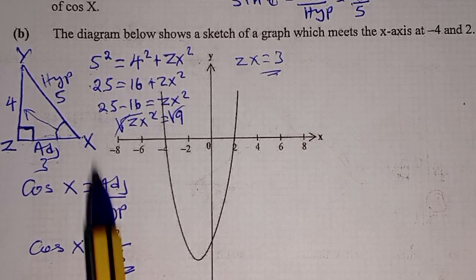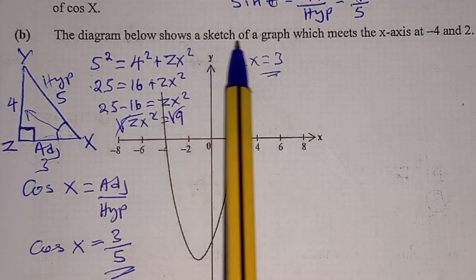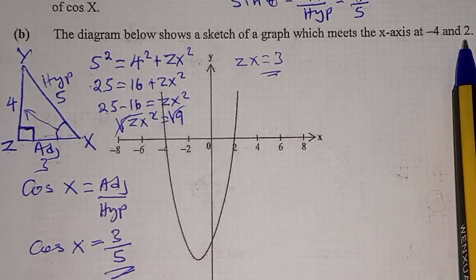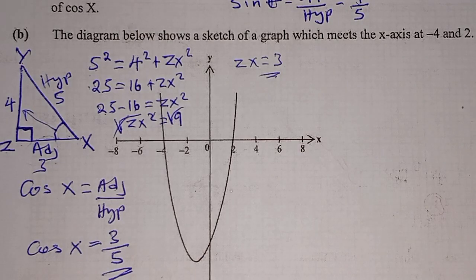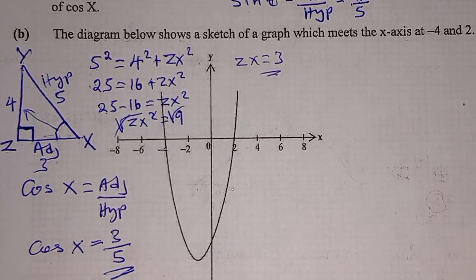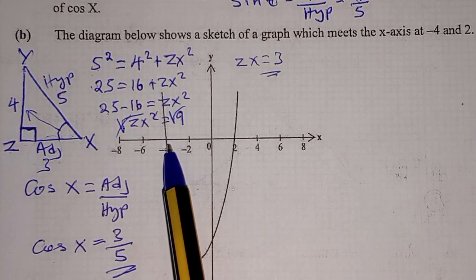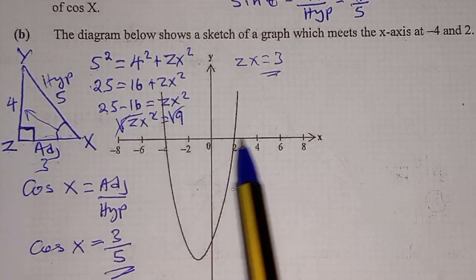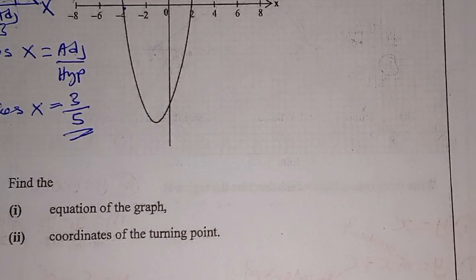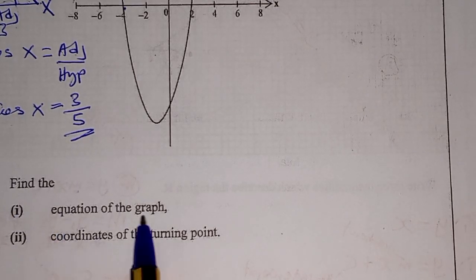Part B: the diagram below shows a sketch of a graph which meets the x-axis at -4 and 2. So it is cutting the x-axis at -4 and 2. Find the equation of the graph.